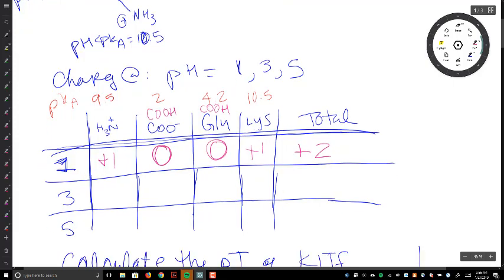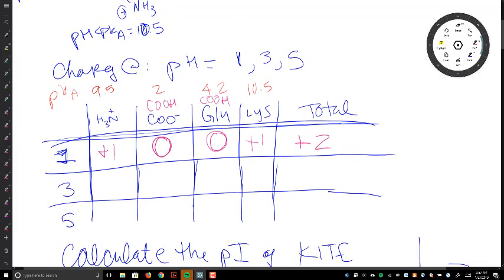Okay, so next we'll transition over to pH of 3. Now for a pH of 3, I'm going to go through this a little bit quickly.